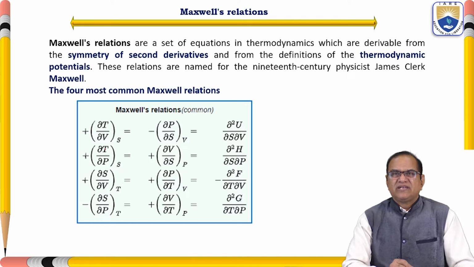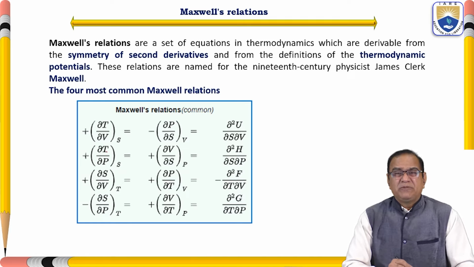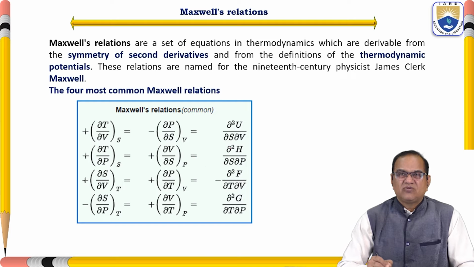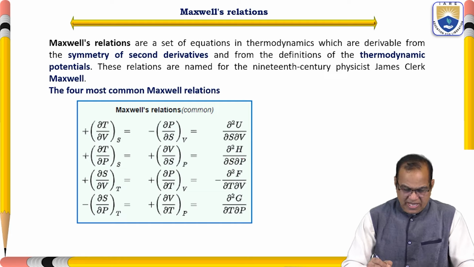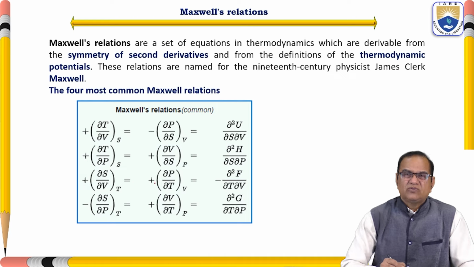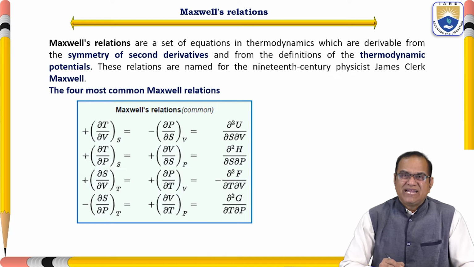Now if you see the next, when we take the T and P relations, ∂T/∂P when entropy is constant is equal to plus ∂V/∂S when pressure is constant. This we can write as equal to ∂²H, where H is enthalpy, by ∂S ∂P. Next, the third one: we can see that ∂S/∂V when temperature is constant is equal to plus ∂P/∂T when volume is constant.